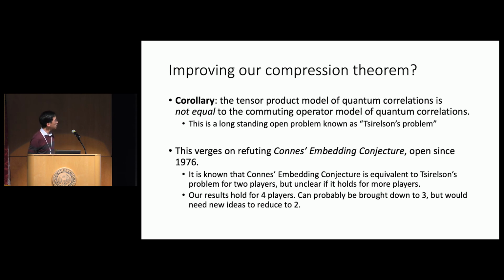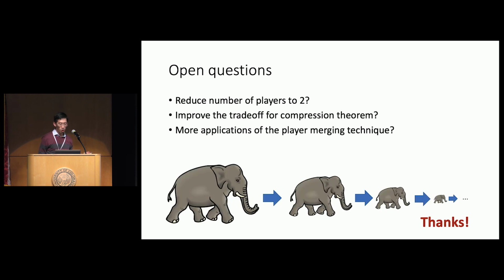And maybe the last thing that I'll say is that the reason it doesn't actually refute it is that Connes' embedding conjecture, its connection to games applies for games with only 2 players. Our results hold for 4, but it comes pretty close. Okay, so open questions. Can we improve our compression theorem? Can we reduce the number of players to 2? And maybe there are more applications of our player merging technique. Okay, thanks.